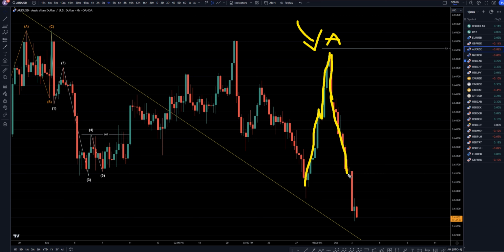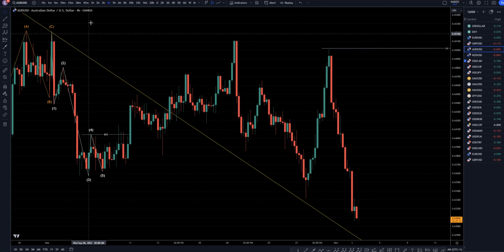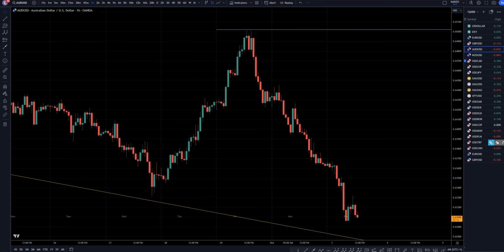But in hindsight, we can see that that was a big move and it was the end of a correction, and it probably isn't even over yet. It's probably going to have to make a 3, 4, 5, or possibly just keep on drifting down to finish off this trend. So taking it down to the 1 hour time frame.